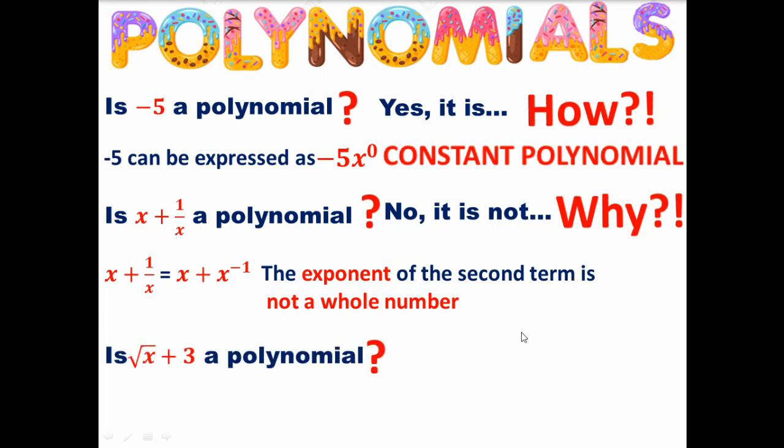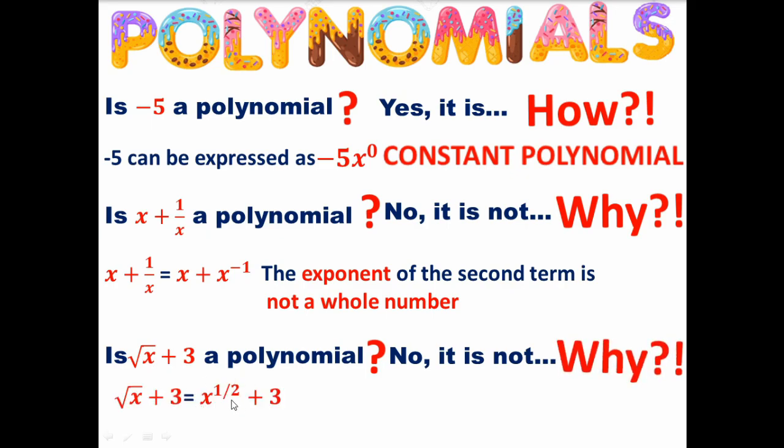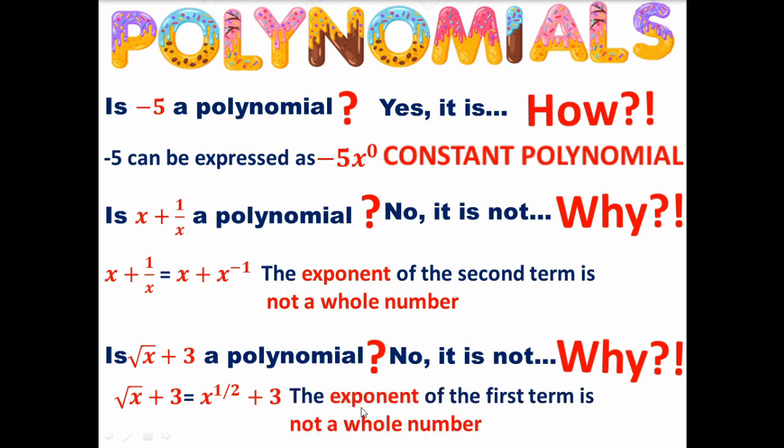Now let's see the next example, root x plus 3. Is this a polynomial? What do you think? The answer is no, it's not. Because here again, root x can be expressed as x power 1 by 2. So root x means x power 1 by 2, and the power here is 1 by 2, which is not a whole number. As the exponent of the first term is not a whole number, I say that root x plus 3 is not a polynomial.